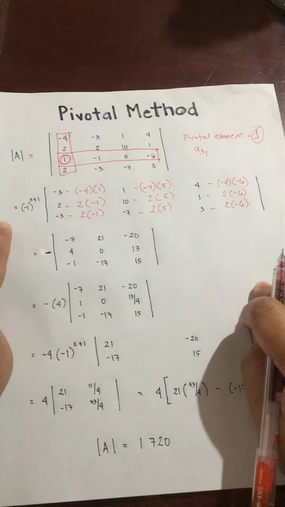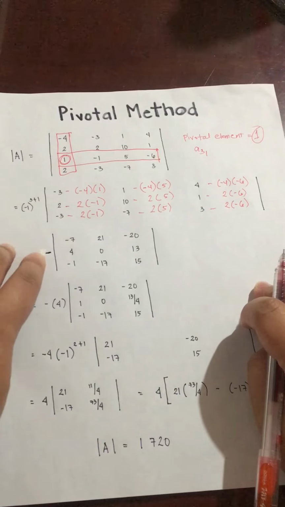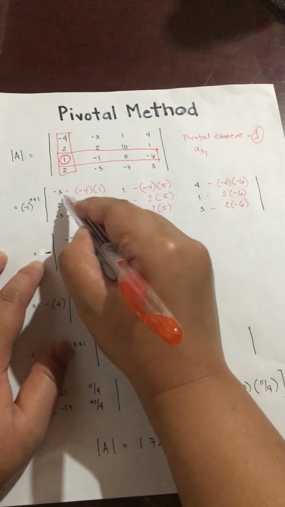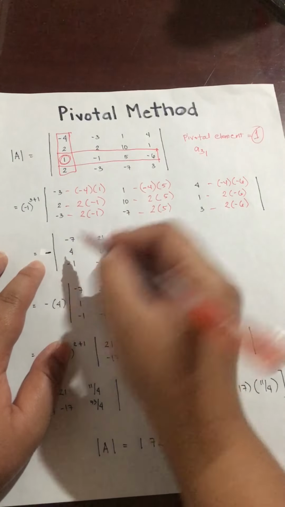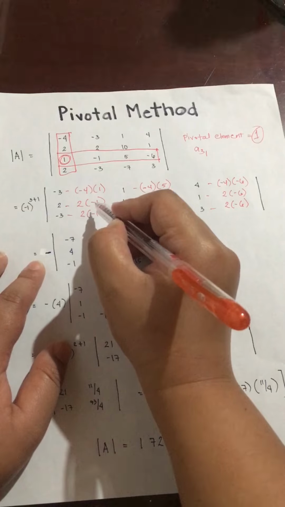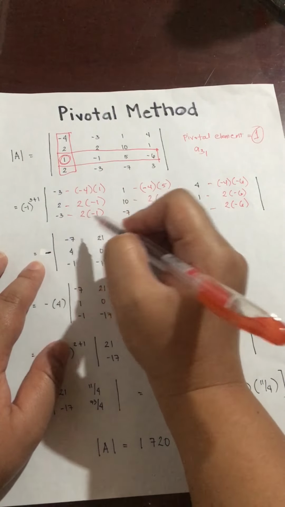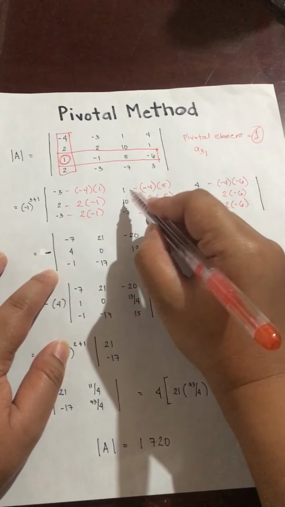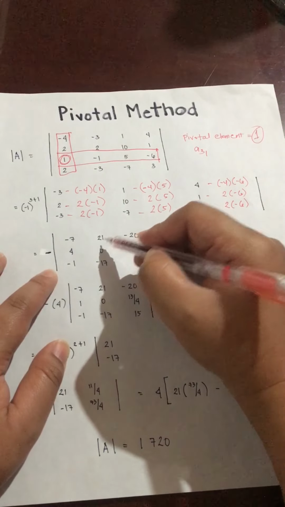Next, we will simplify. Negative 1 raised to 4 is equal to negative. So, we will write negative. Negative 3 minus negative 4 times 1 is equal to negative 7. 2 minus 2 times negative 1 is equal to 4. Negative 3 minus 2 times negative 1 is equal to negative 1. 1 minus negative 4 times 5 is equal to 21.